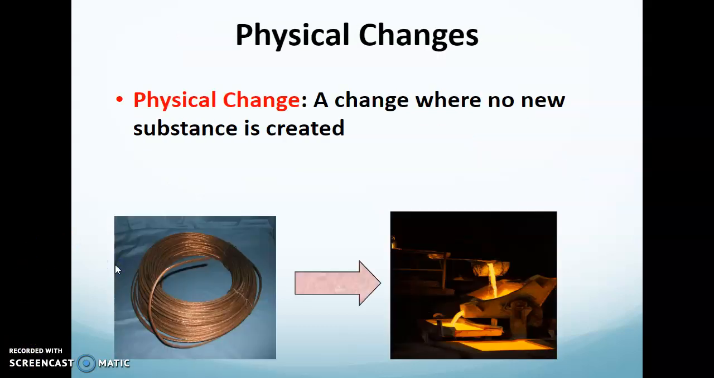Okay, so moving on now to physical and chemical changes and going over examples of them. A physical change is a change where no new substance is created. So looking at the picture down below, we can see we have a picture of copper wire, and then we have a picture of melted copper. Now going from copper wire to then melting the copper into a liquid form, at the end of the day, it still is the same substance.